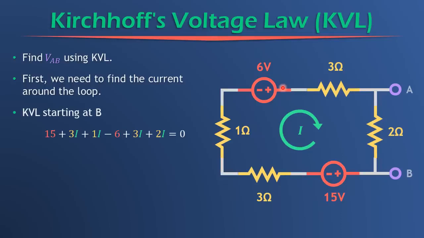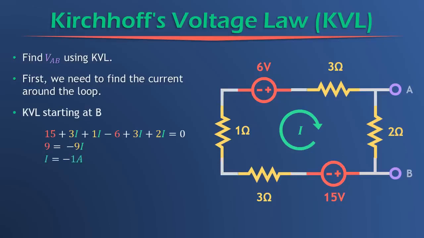in your KVL equation. And then you come to the 3 ohm resistor and do like you did before, so plus 3I. And then you come to your 2 ohm resistor and do plus 2I. And then you return back to your starting point B. And once you've reached your starting point, you know you've completed the KVL equation. So now what we can do is combine all our like terms, and we can solve for our current. And so we see here that the current I equals -1 amp.